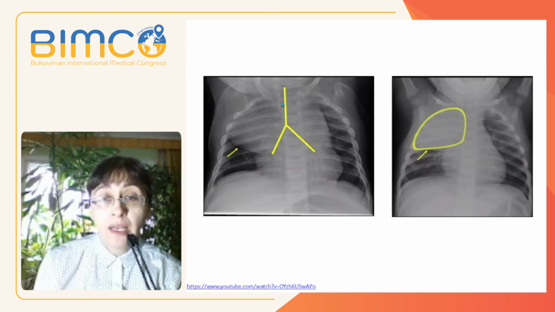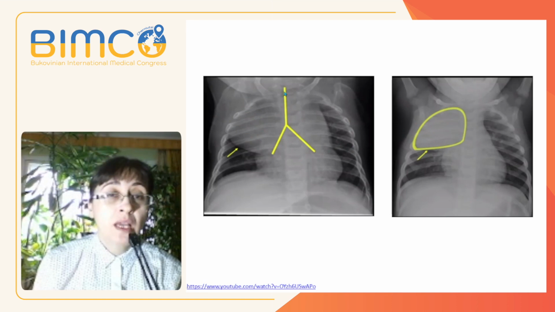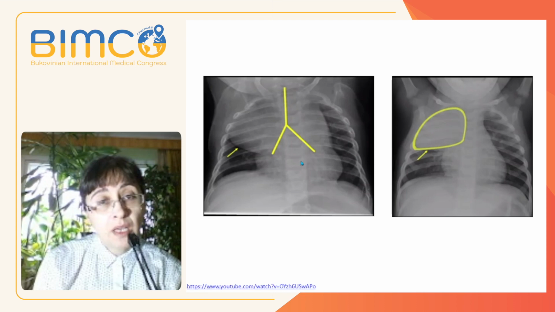So you have to analyze it to assess how dense this opacity is, and whether we have shifting of the trachea and main bronchus.